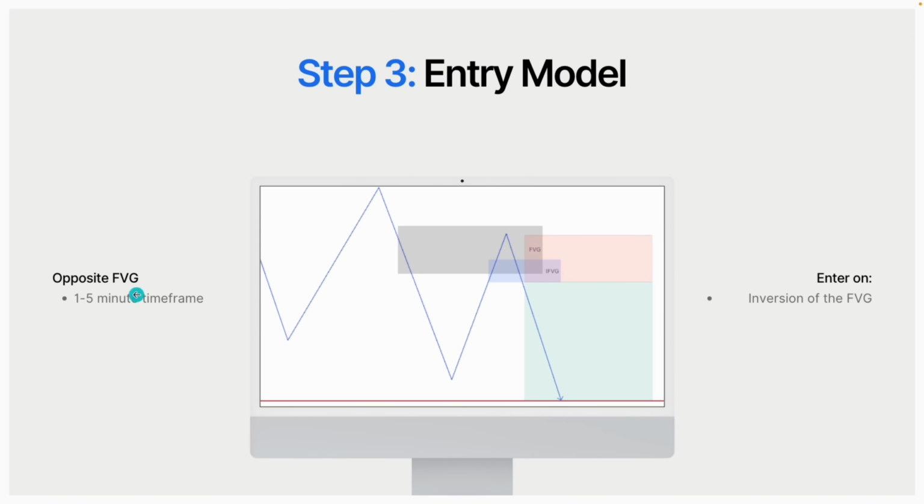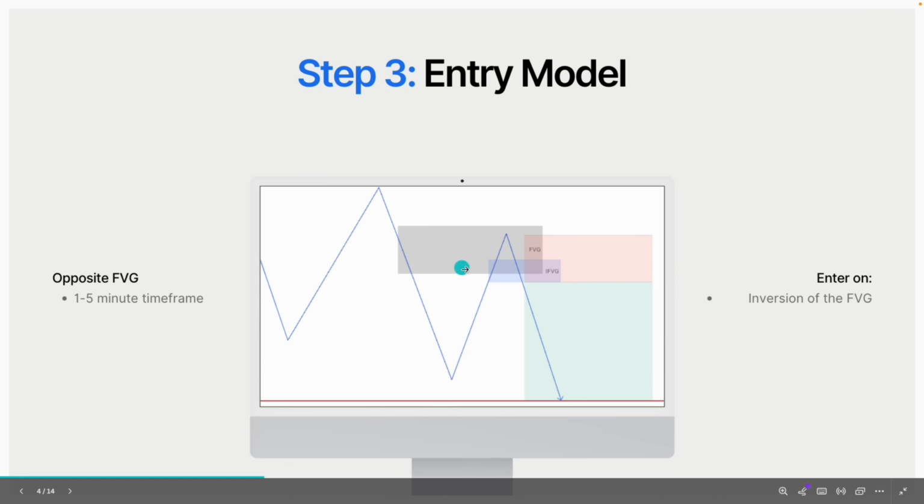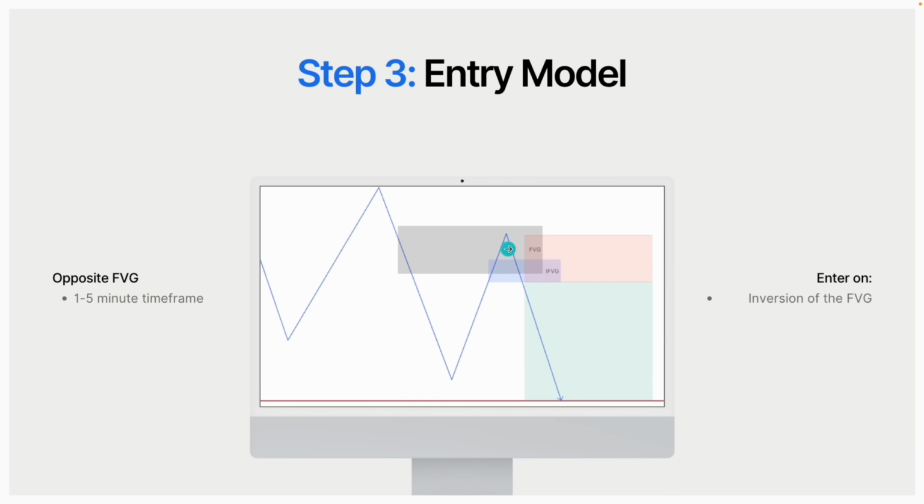Find an opposing fair value gap in the retracement leg into the 5 or 15 minute time frame, and then wait for that bullish fair value gap in this scenario to be inversed with a candle body close below. And then we enter shorts in this scenario towards what this red line may be, our previous day low, our previous week low. Okay, whatever that may be, and not necessarily those, as you'll see later on in the video.